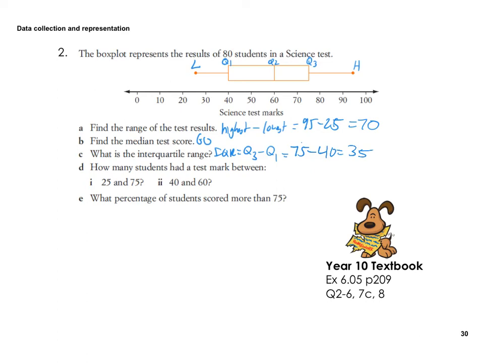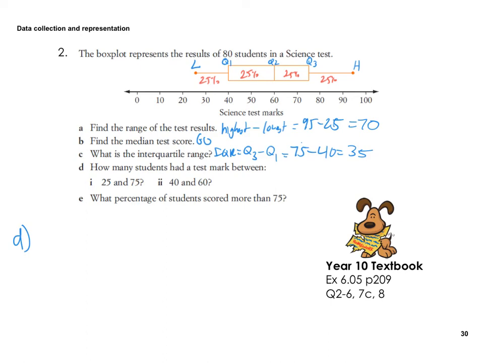Okay, part D, I'm going to need some space. Do it down here. So how many students had a test mark between 25 and 75? Okay, so 25 is the lowest score, and 75 is Q3. So I might just write this down as well. So we have 25%, 25%, 25%, and 25%. So going from lowest to Q3 is 75% of your data.